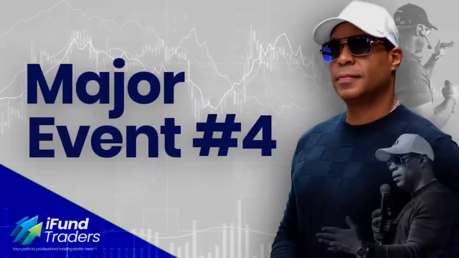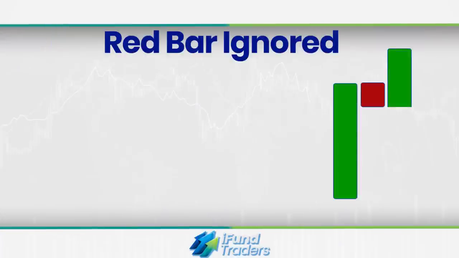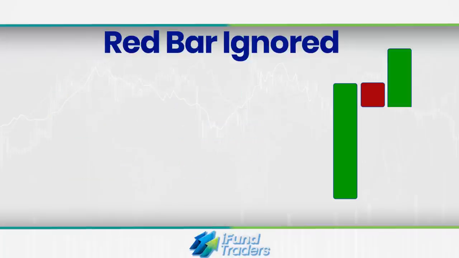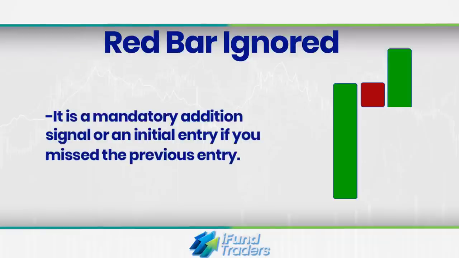And last, but certainly not least, red bar ignored. It's like one red bar and it immediately gets ignored. So the quintessential RBI, red bar ignored, the pure one, the major one, the main one, is that you have strength to the left. So you have something strong to the left that immediately experiences a pause, but the pause is small. The best is when that pause is in the upper portion of the strength to the left of it. All right? And then boom, immediately the next bar continues what the first bar was doing in the first place. It's almost like the stock took a pit stop, grabbed a little sip of water, and then went right back on to its race.